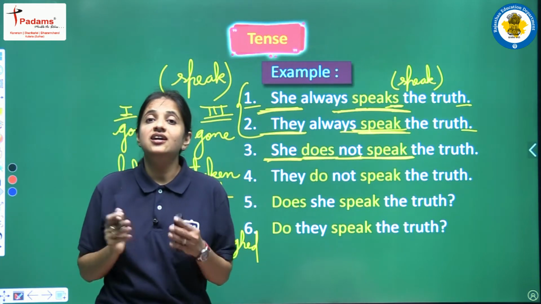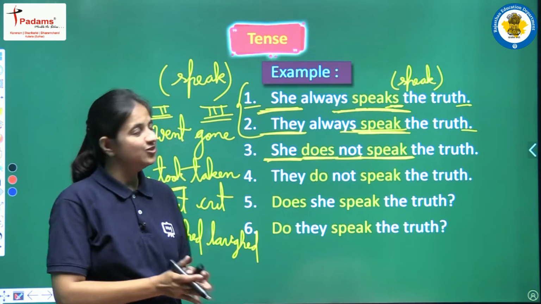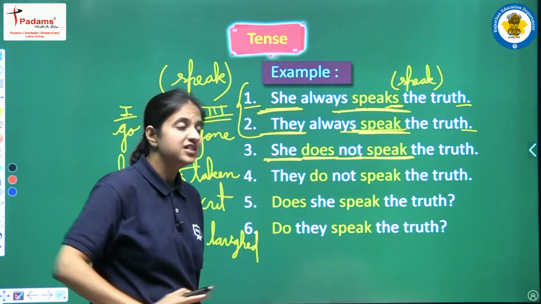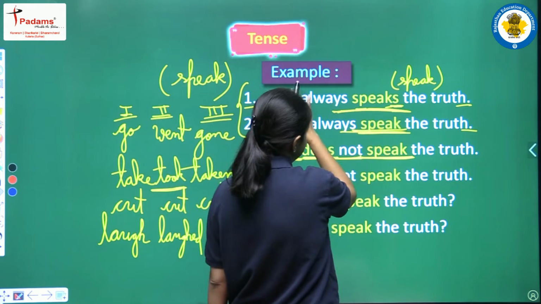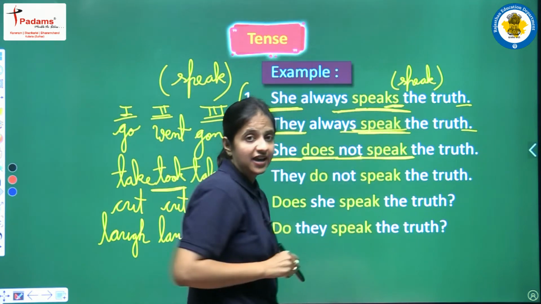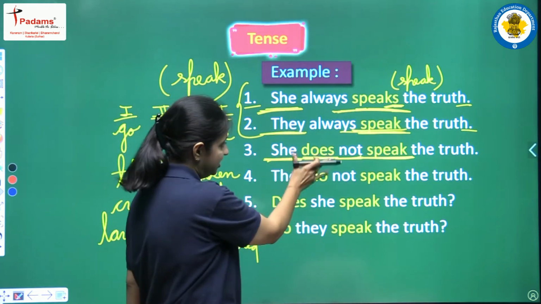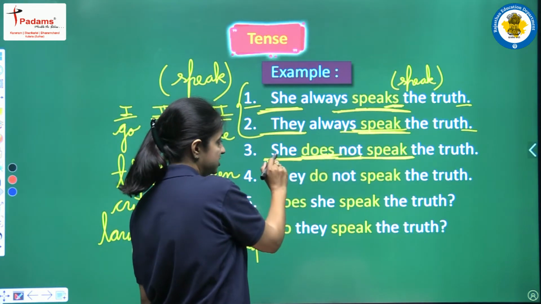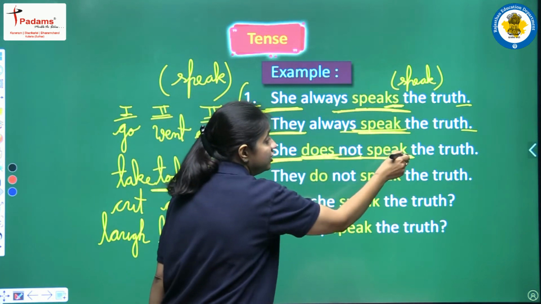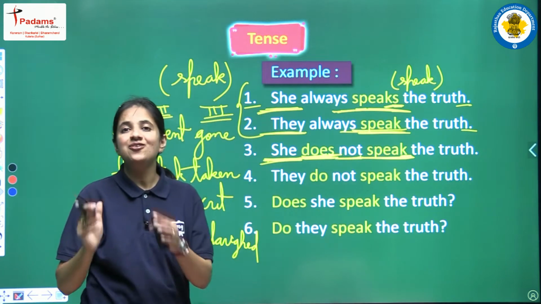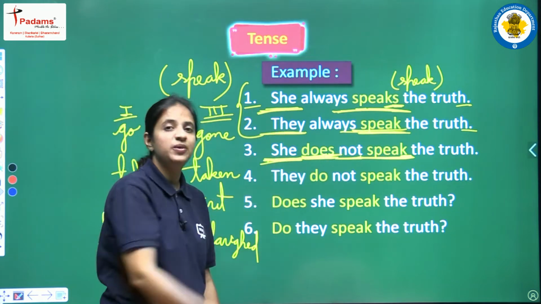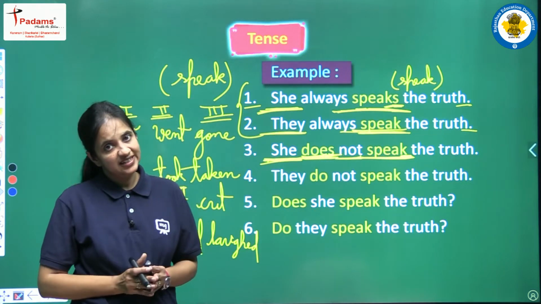So yes, learn all these rules very carefully: if we are having a positive sentence, we won't use do or does, and if the subject is singular we will add s. But if the sentence is negative, we write does according to the singular subject and we don't want to use s here, only the first form. So our answer will be she does not speak the truth. Clear?